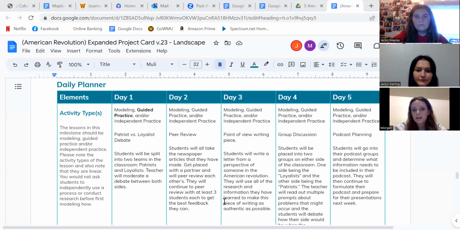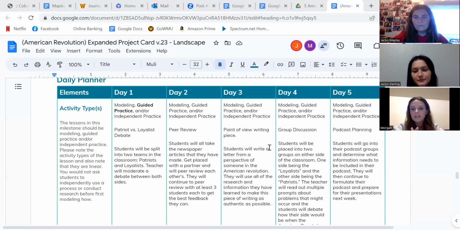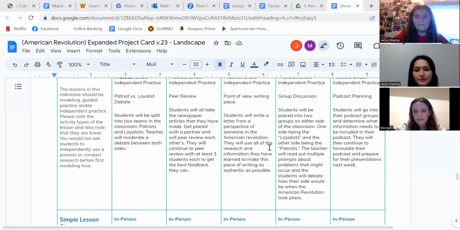Day 3, you're going to write a letter from the perspective of somebody else in the American Revolution. So it's looking at what the other sides were. Day 4, the students are going to be placed into two groups on either side of the room again, and then the teacher's going to read multiple prompts that might occur, and the students are going to debate with the classroom. And day 5, they're going to go in their podcast groups and determine what information needs to be put in the podcast and get more experience with working with EduBlogs.